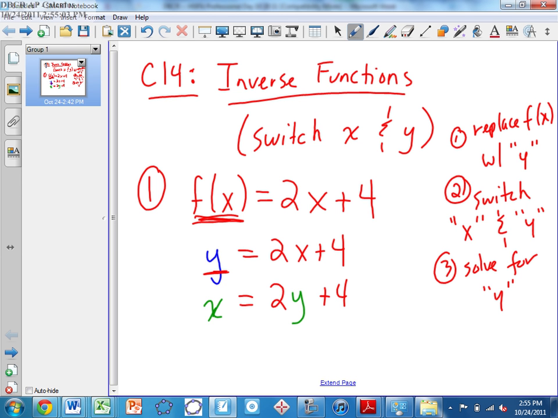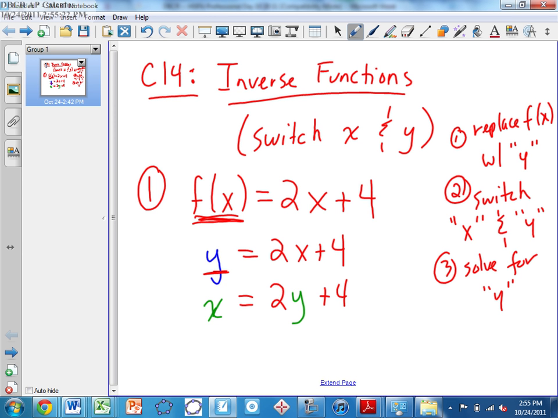Guys, think about it logically. If this were a number over here instead of an x, like a 5, you put that on the other side. Hold on, one sec, guys. If this on the left side were a number like a 5, what would you do? Subtract. Subtract what? 4. I would not subtract 5. I would subtract 4.